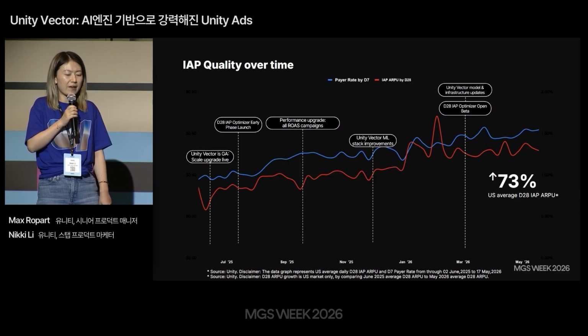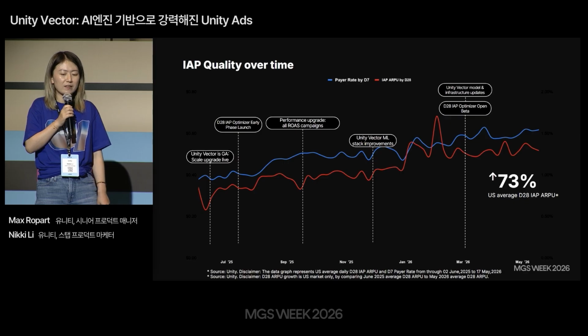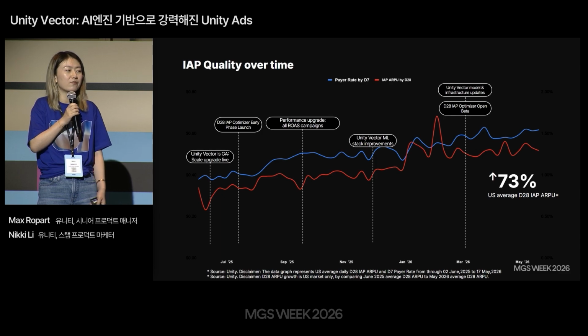D7 payer rate gives the early signal within the first week, while the stronger story is D28 ARPU, where we see the long-term LTV impact, especially since launching our D28 campaigns, which gave the model more room to optimize towards the deeper value.